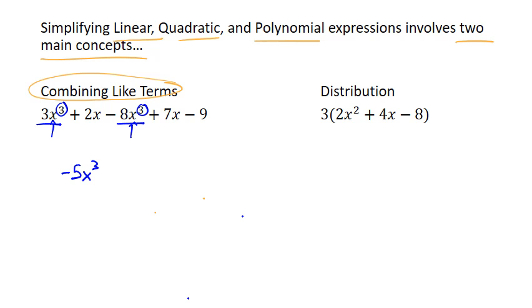Now I also see that I can do that with these two terms. They both have an x, and in both situations they are raised to the first power. That's why there's no exponent there. So looking at the coefficients, that's a 2 and a 7. 2 plus 7 is 9. So that's going to be a plus 9x. And then I still have a minus 9 constant number here at the end. So this would be the simplified version of the original statement. By combining like terms, we simplified the expression.